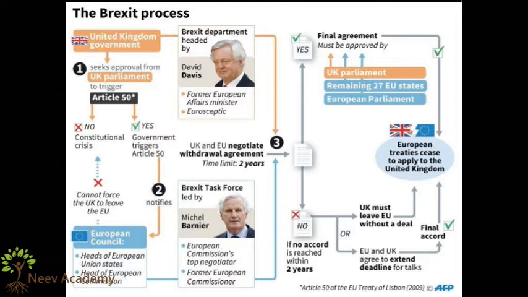Remember, it got the permission. The government triggered Article 50. The second step was to notify the European Council, and the third step was a time limit of 2 years for the negotiations to happen. Okay, why do you need 2 years? I just told you about what was lost and what was gained, and so on and so forth.